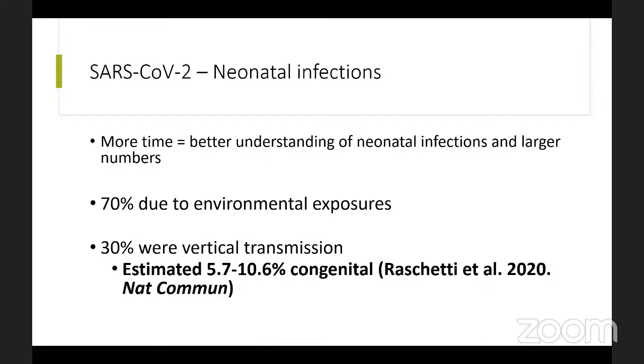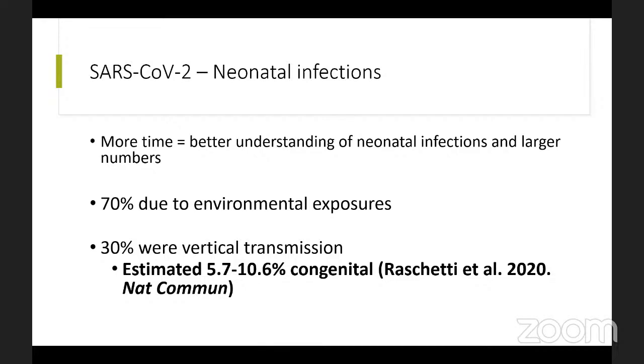You can have congenital infection, meaning something passed directly to the baby from the mom during intraplacental and intrauterine times, or it can pass from mom to baby during actual delivery. Ultimately it was estimated that of all these vertical transmission cases, 5.7 to 10.6% were truly congenital, in the sense of transplacental infection.